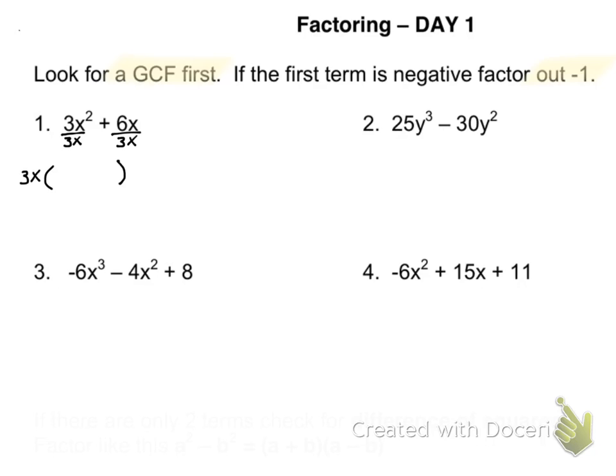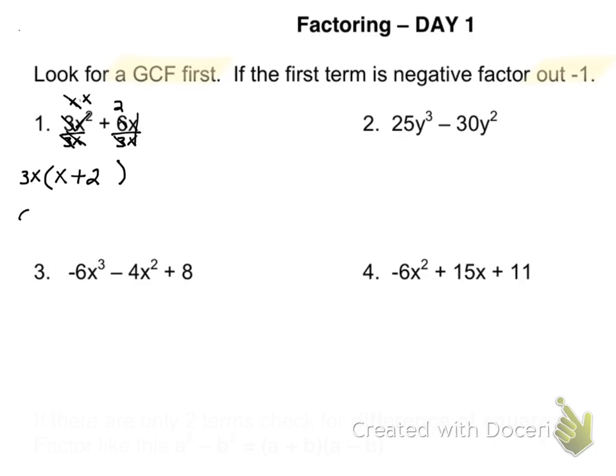So 3x squared divided by 3x, the 3's cancel out to be 1. X squared is the same as x times x. Okay, so we have x times x over x. One of those cancels out to be 1. And so you're left with an x inside your parentheses. Plus 6 divided by 3 is going to be 2. And then these x's cancel out to be 1. So you just have x plus 2.